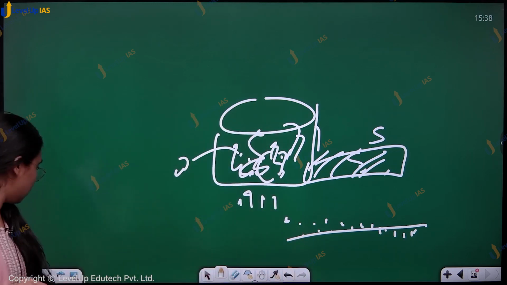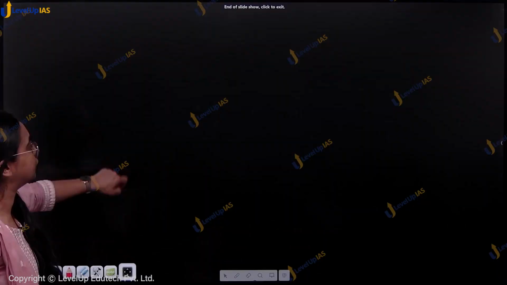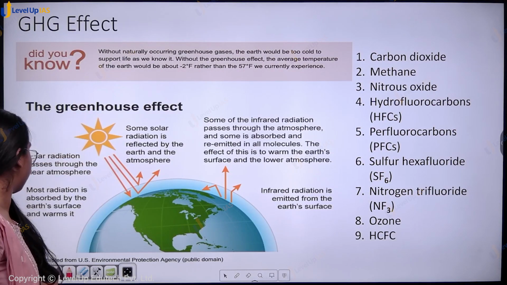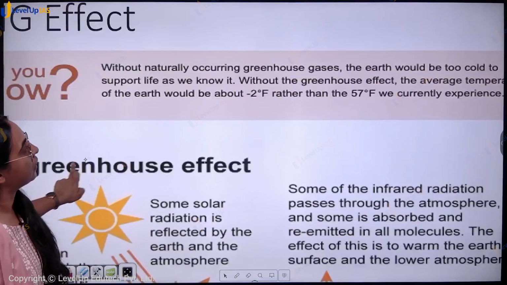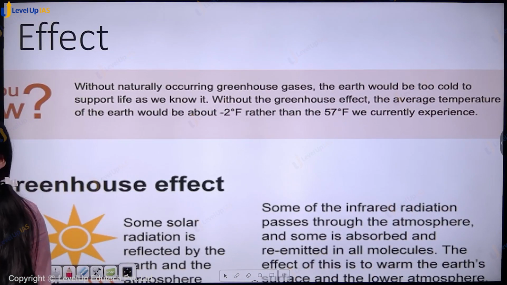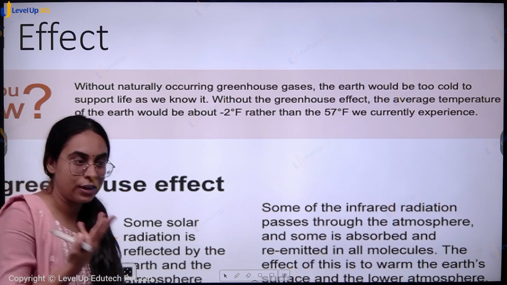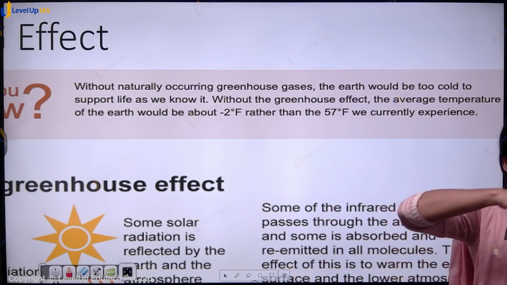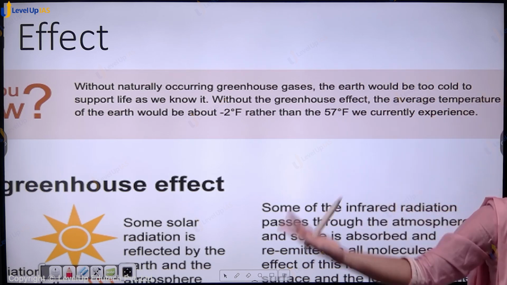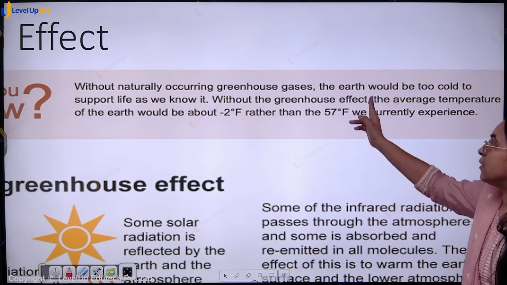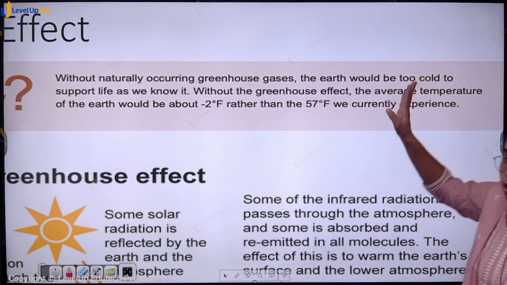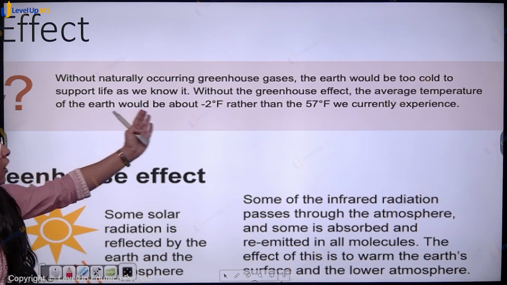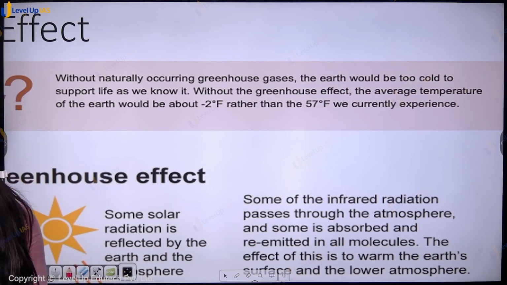If there would have been no greenhouse gases on the Earth's surface, then what would have happened? Without the greenhouse gases, the Earth would have been too cold. It would have been very, very cold to support life. It is these greenhouse gases that trap the heat. It is this carbon dioxide that traps the heat. Without greenhouse gases, the average temperature would have been -2 degrees Fahrenheit.